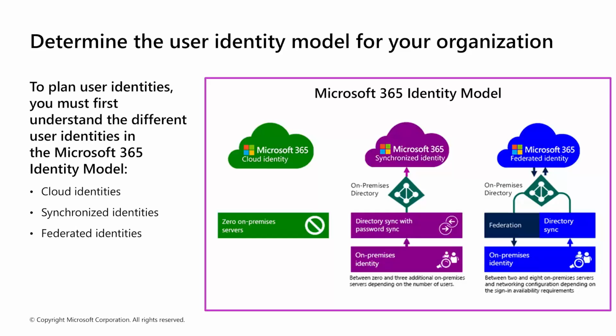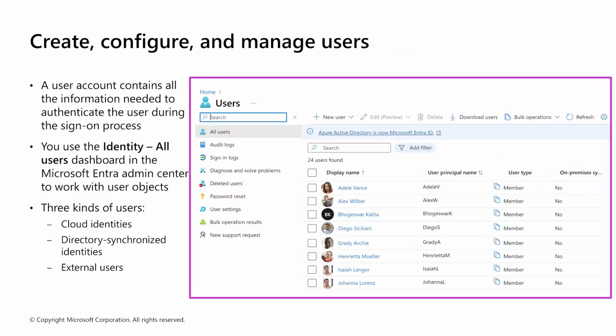Here you can see one of the screenshots where all the users are listed, along with their user principal name and user type, followed by whether the user is synchronized from on-premises or directly created in the cloud.